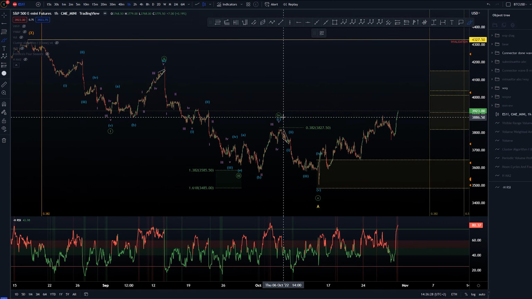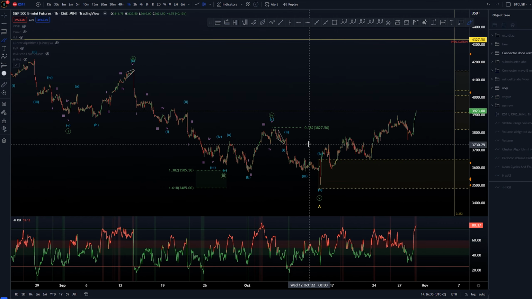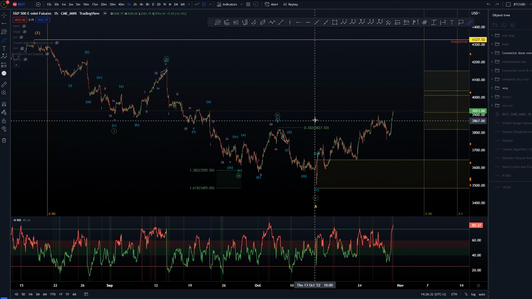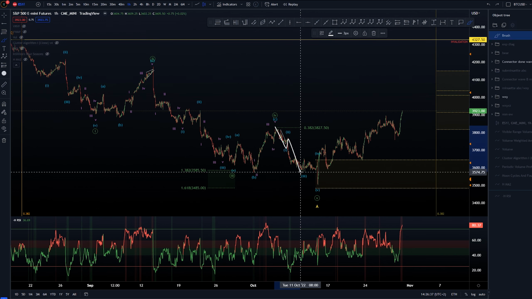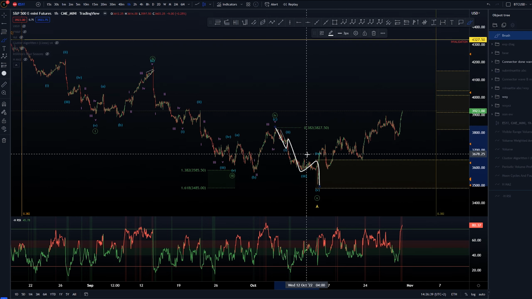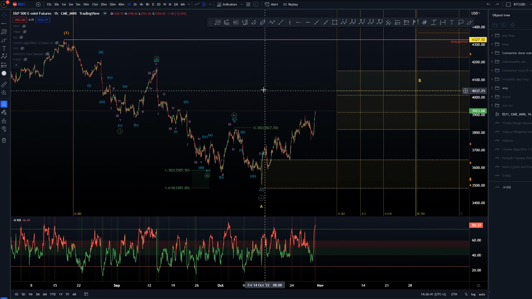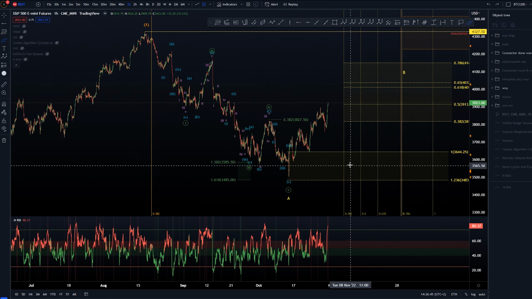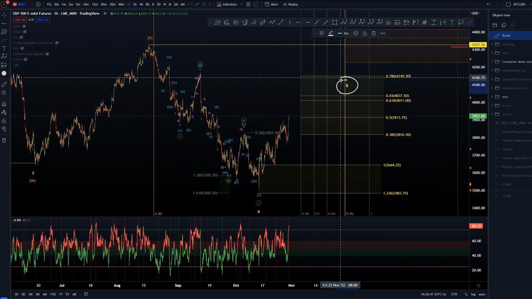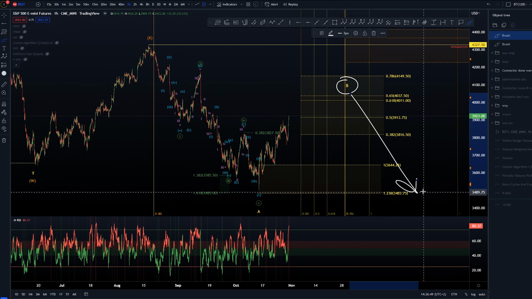But yeah, this structure here is the only structure why I even think this is a likely scenario, in which again we would have this as a 1, 2, 3, 4, and 5. This looks pretty good as well as a 5-way structure, and from the lows that we had here, we would be looking up for that possible B wave before reverting downwards.